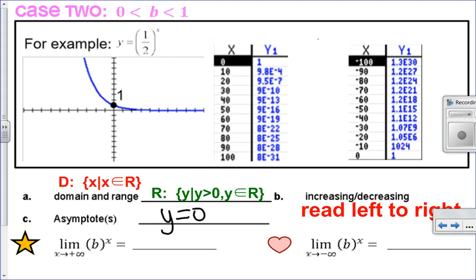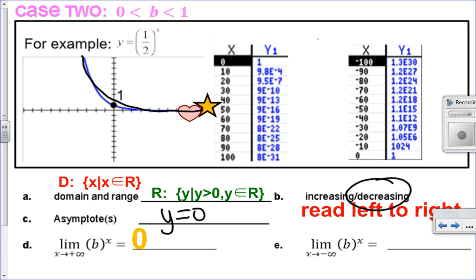Now reading this graph from left to right, you can see that I'm getting smaller. So I'm actually decreasing. Let's talk about the limits. As x gets bigger and bigger and bigger, you can see that this graph goes towards 0. Or look at as x gets smaller. As x gets smaller and smaller and smaller, this graph moves towards positive infinity. So it's the exact reverse of what we saw in case number 1.